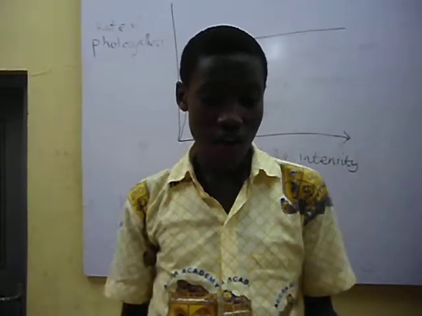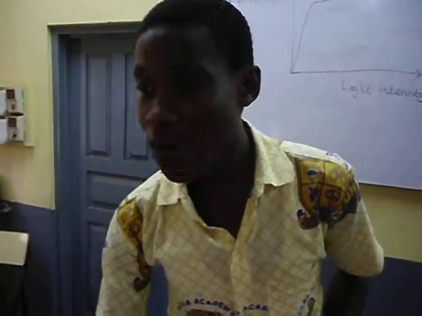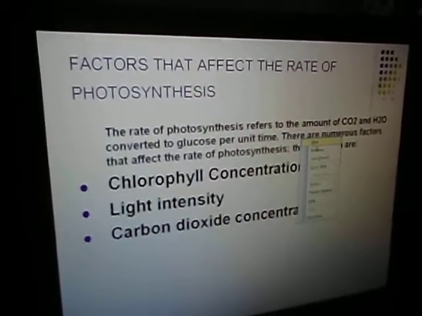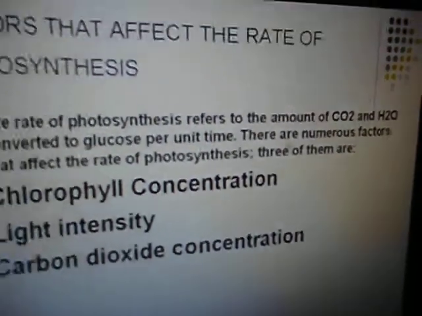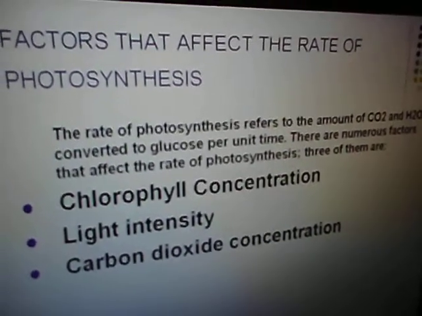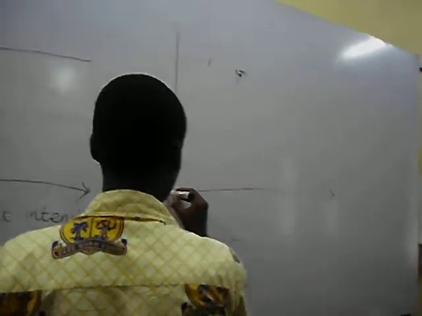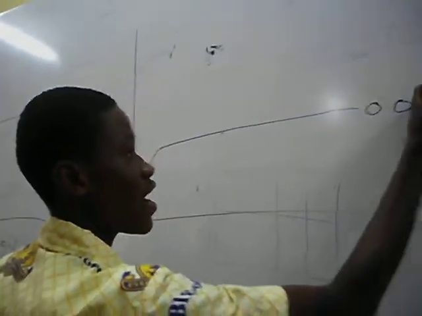And our next factor is carbon dioxide concentration. The carbon dioxide concentration in the atmosphere is only 0.03%. An increase in carbon dioxide concentration will cause the rate of photosynthesis to increase. If a graph is drawn using the concentration of carbon dioxide, it will be seen that when the concentration is 0.03, the rate of photosynthesis isn't that high.